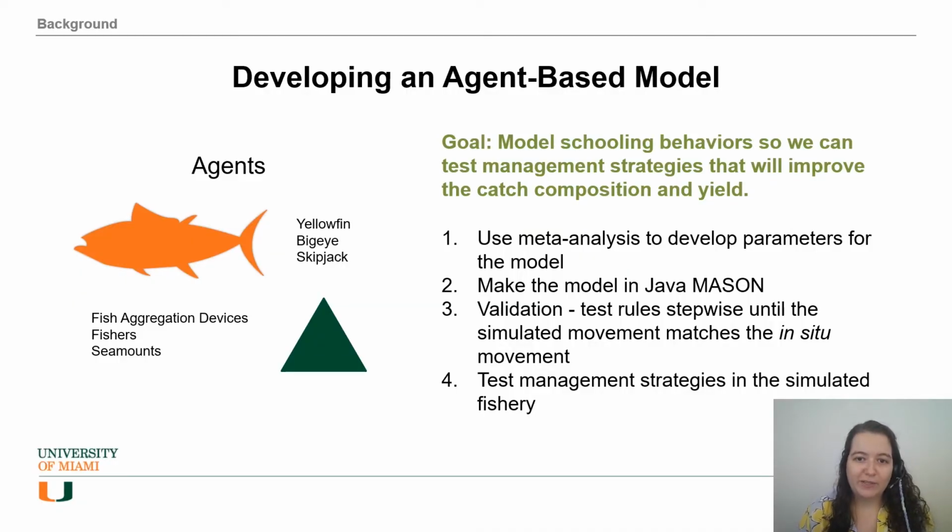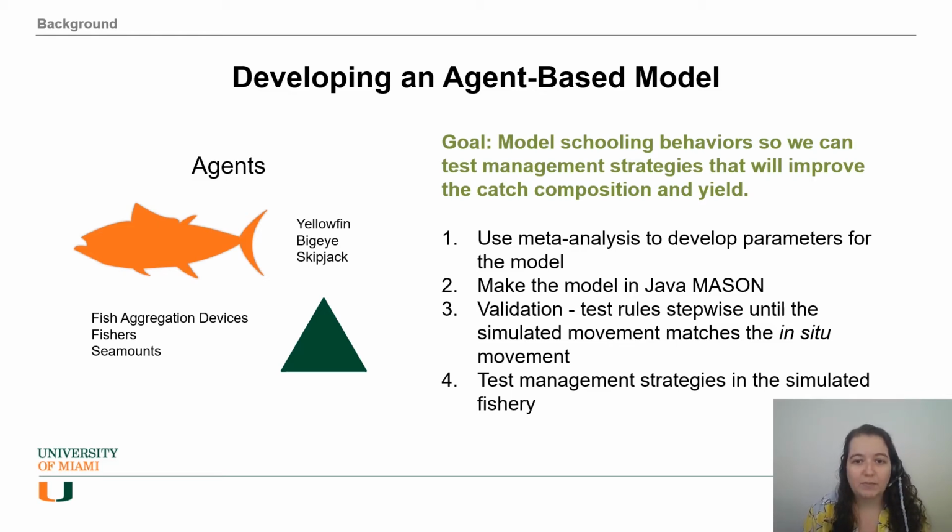To develop an agent-based model, it's important to start with a goal in mind. My goal is to model the schooling behaviors of yellowfin, bigeye, and skipjack tuna in the Atlantic by focusing in on mixed schools, where they're forming, where they're sustaining, and where they're breaking up, in order to test management strategies that will improve the catch composition and yield by increasing or maintaining skipjack catches and decreasing juvenile yellowfin and bigeye catches. This model will include the agents of the fish, including the yellowfin, bigeye, and skipjack, as well as fish aggregation devices, fishers, and seamounts.